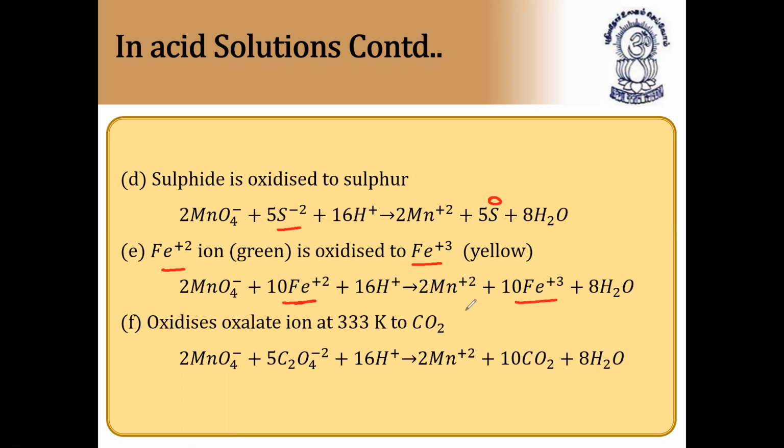Ferrous to ferric. It oxidizes oxalate ion, that is C2O4 2 minus, to carbon dioxide. In oxalate ion, the oxidation state of carbon is +3, and in carbon dioxide it is +4. So +3 to +4 it is increasing, +2 to +3 it is increasing, and -2 to 0 it is also increasing. So potassium permanganate oxidizes oxalate ion at 333 kelvins to carbon dioxide. Similarly, it oxidizes ferrous salts to ferric salts, and sulfides to sulfur. Next, continuation.